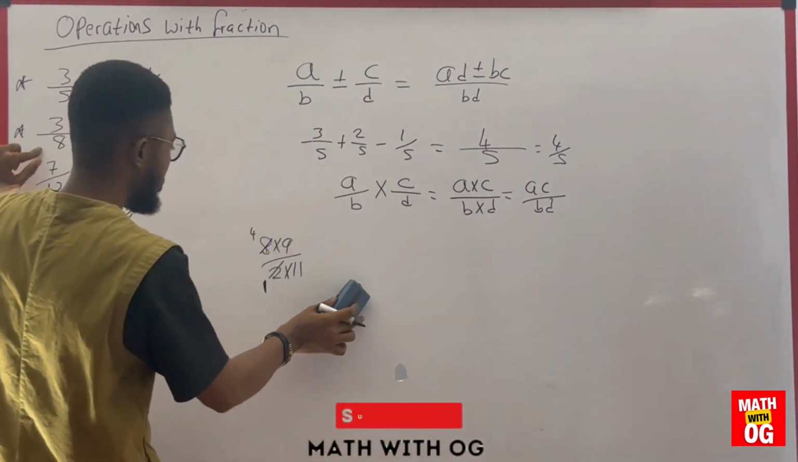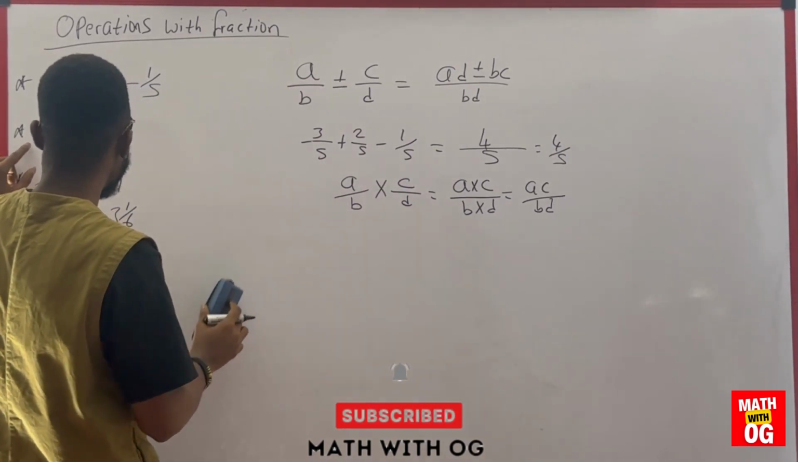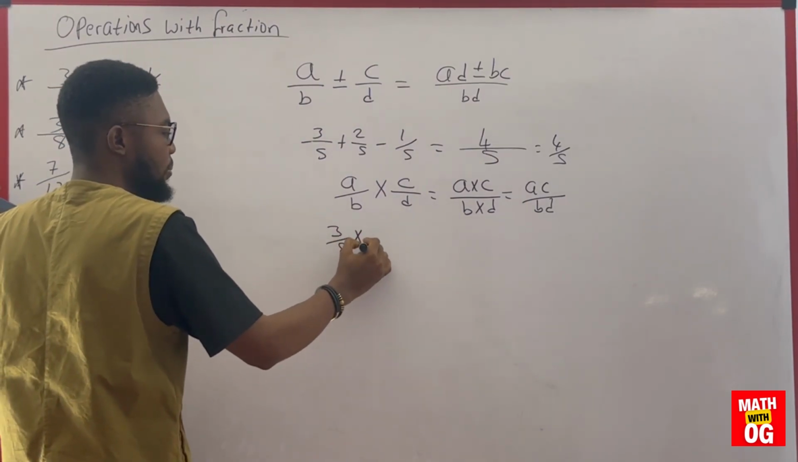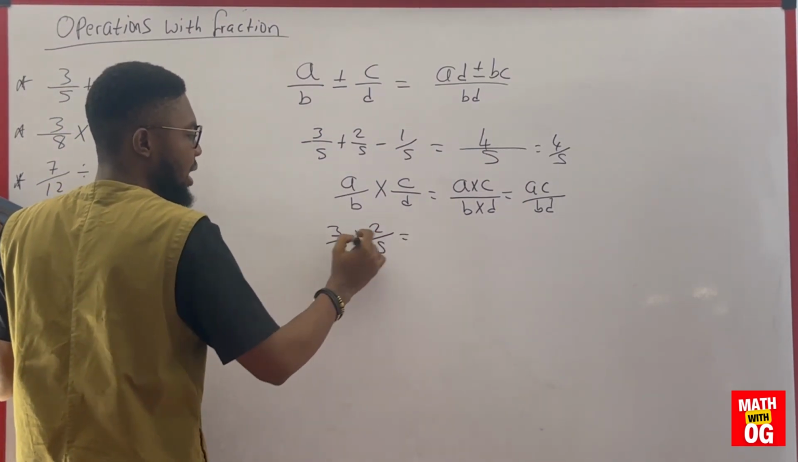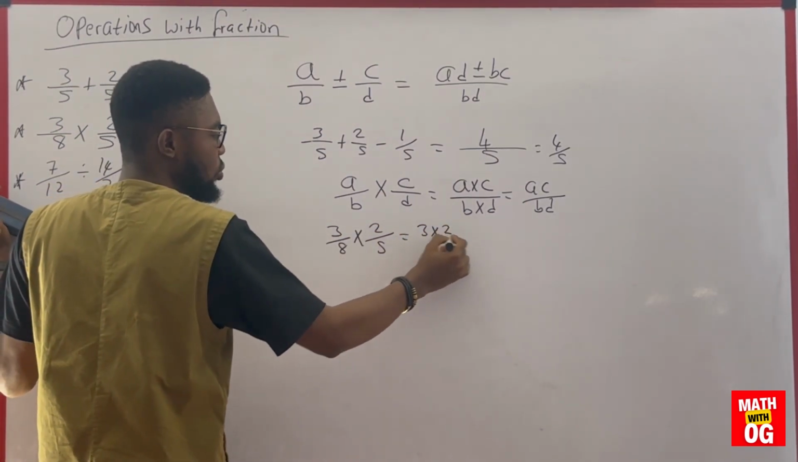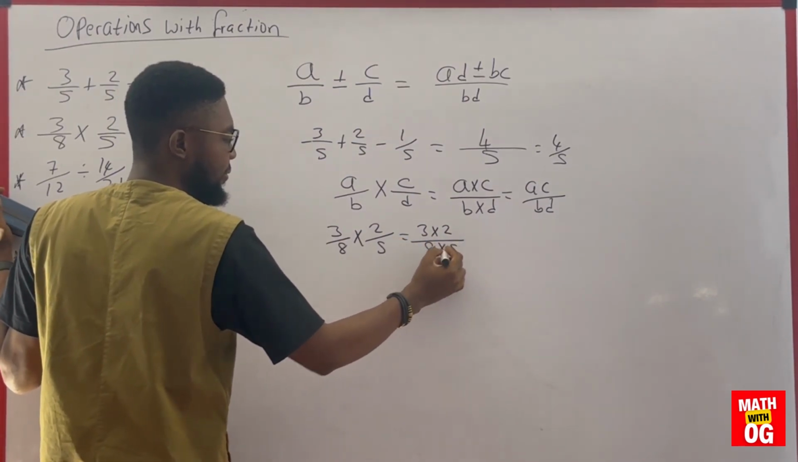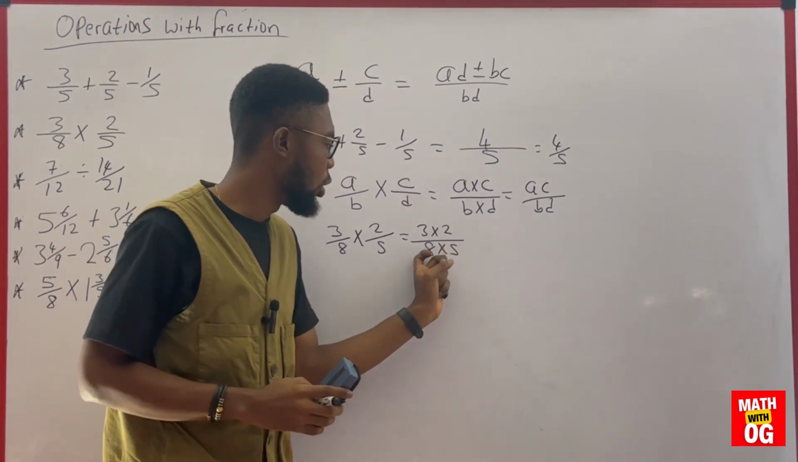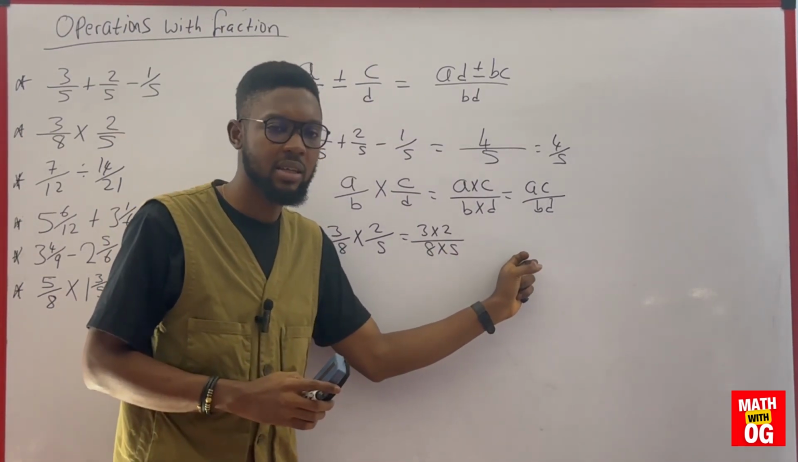Now let's use that approach to solve 3 over 8 multiplied by 2 over 5. 3 over 8 multiplying 2 over 5. So I can say this is 3 multiplied by 2 all over 8 multiplied by 5. I can express this numerator and keep the answer here. Also express this denominator and keep the answer here.